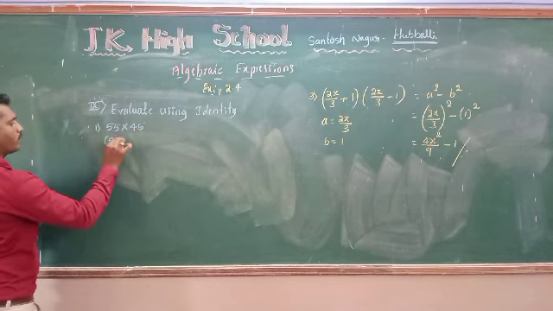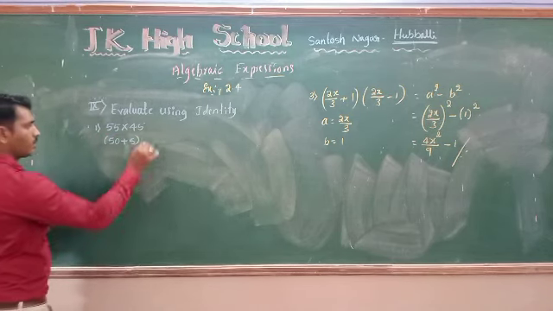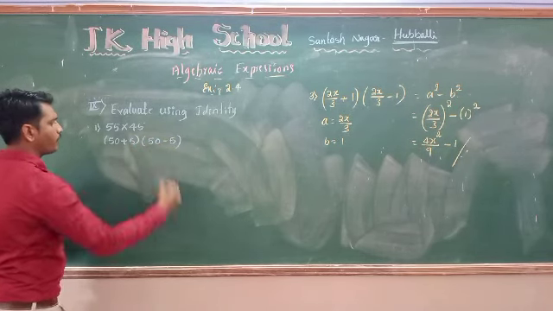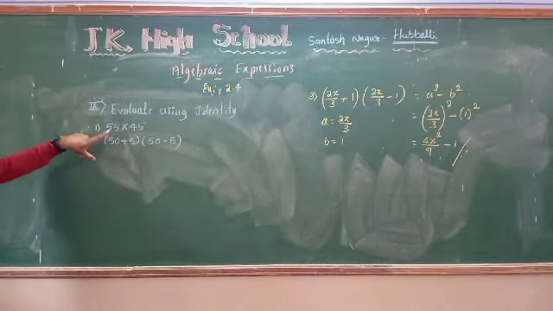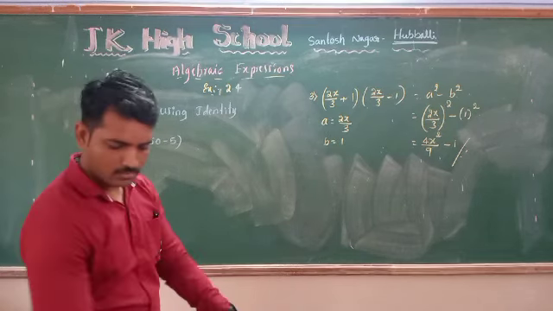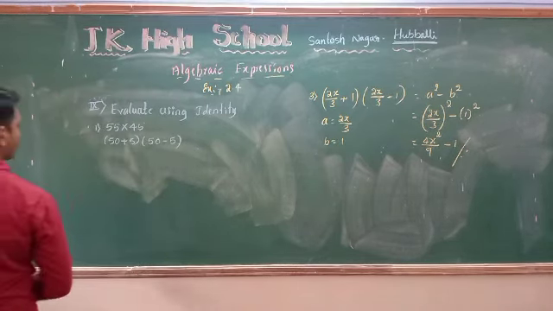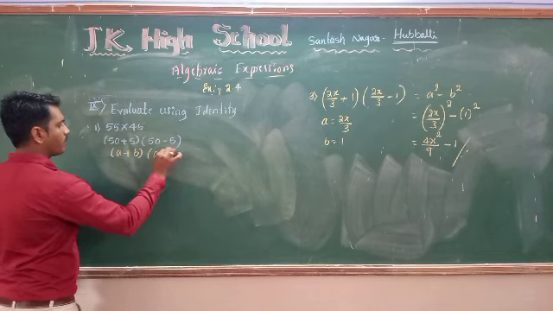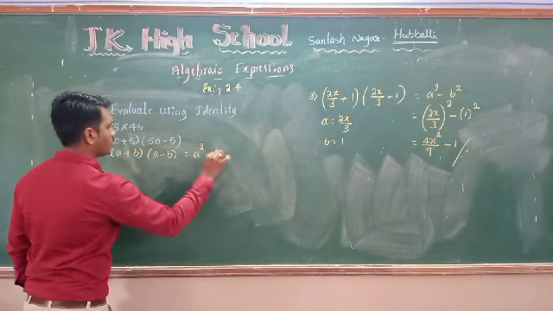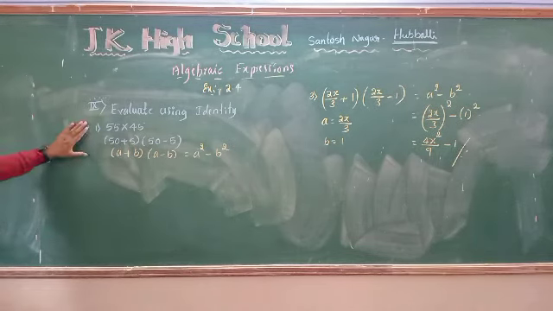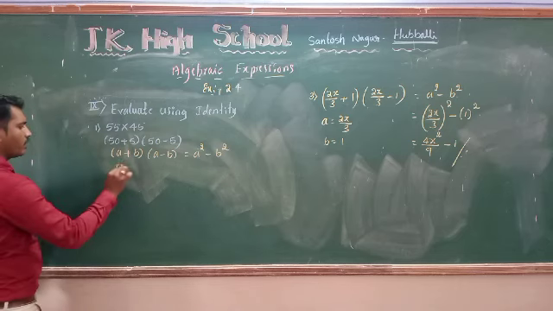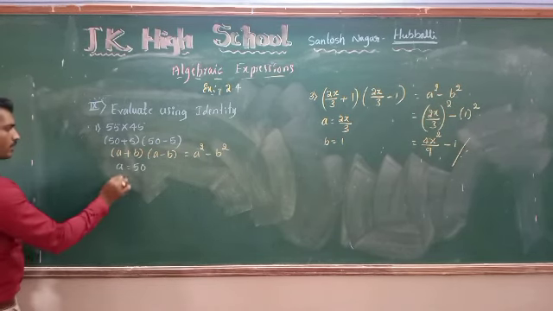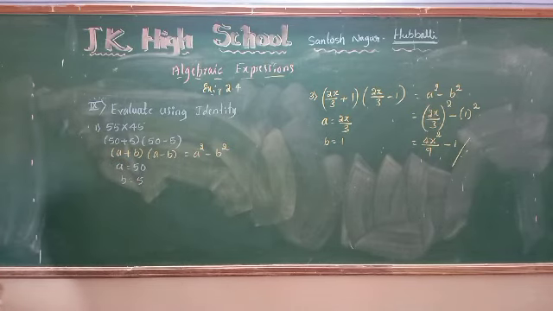First one, 50 plus 5. Next, 50 minus 5. 50 plus 5 is what? 55. 50 minus 5 is what? 45. So what do we write? A plus b, a minus b. What's the answer? A square minus b square. This question totally comes under a plus b into a minus b. Now extract the values of a. What is the a value? 50. What about the b value? 5. Correct?